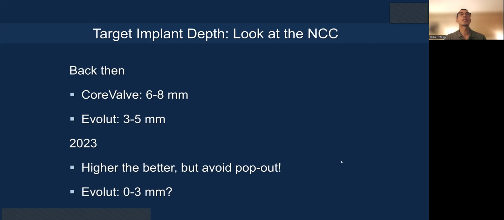Now, for the target implant depth, you look at the non-coronary cusp for the self-expanding valve. Of course, back then, for the original CoreValve, the recommended depth was 6 to 8 millimeters. The Evolut was 3 to 5 millimeters. And in 2023 now, there's a trend towards the higher the better, as long as you can avoid a pop-out. So the Evolut now, the recommended depth is essentially 0 to 3. But now with Evolut FX, I would say it's more like 3 millimeters.